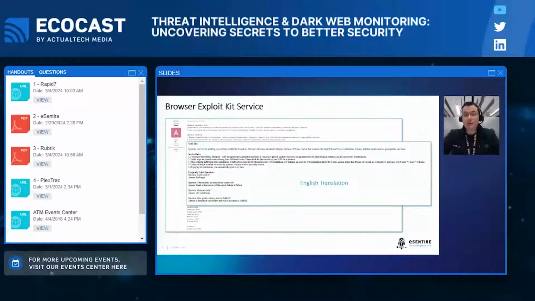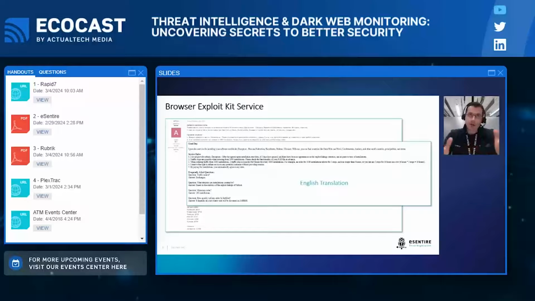Now, as an example of exploit services out there, here we see a post from the exploit forums. This particular individual is selling their exploit kit, basically a way to exploit web browsers. Here is what they're offering. You're paying for malware installations from this kit. And I've got an English translation on the screen there.